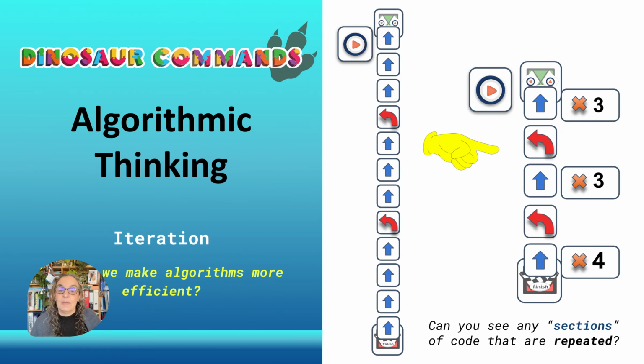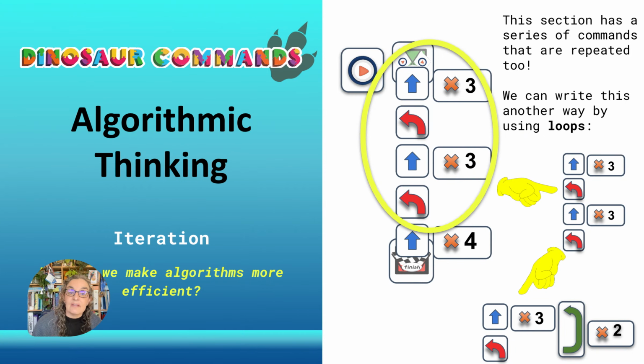Hopefully you identified that the very beginning of the algorithm is a section of code that is repeated. You've got forward times 3, turn left, forward times 3, turn left. This can now be shrunk down again using the loop cards that we have in the kit. Instead of having a very long algorithm, we can shrink it down a lot more, and we can show that the loop needs to be repeated twice. This is another way of writing the same series of instructions.